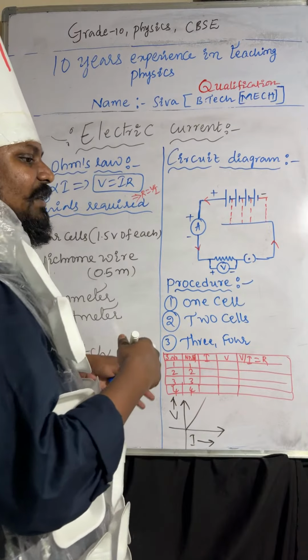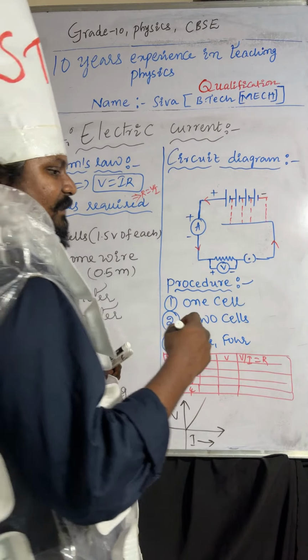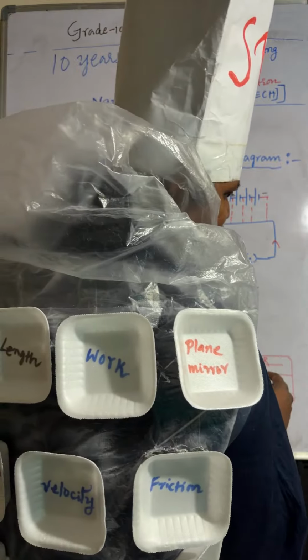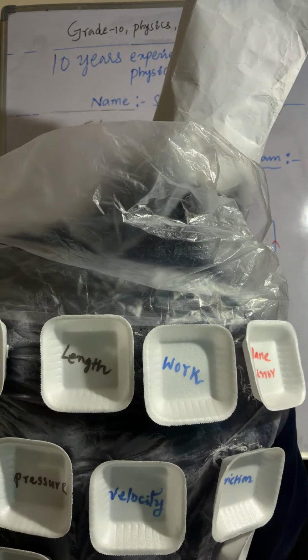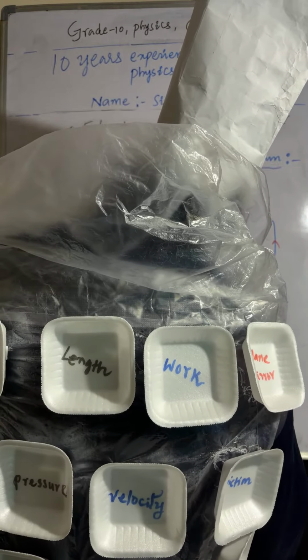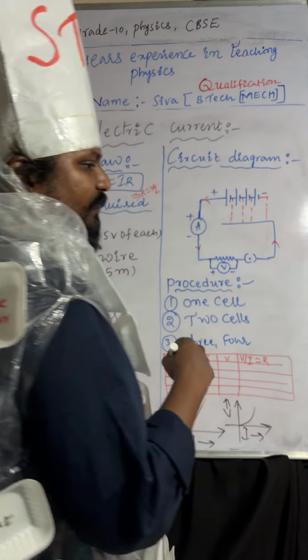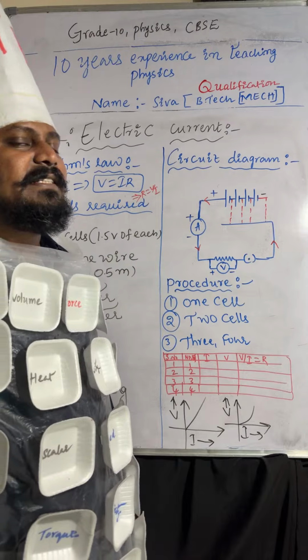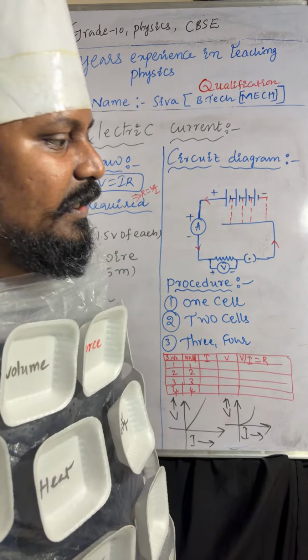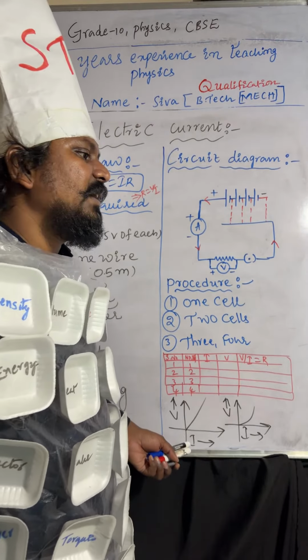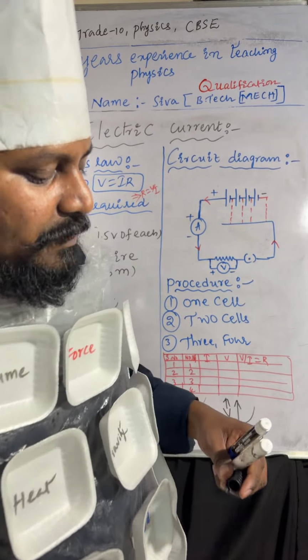So V on the y axis, I on the x axis. Now if you take the potential difference, the graph is a curve. If it is a straight line starting from the origin, then this is for an ohmic conductor. Sir, what do you mean by ohmic conductor?